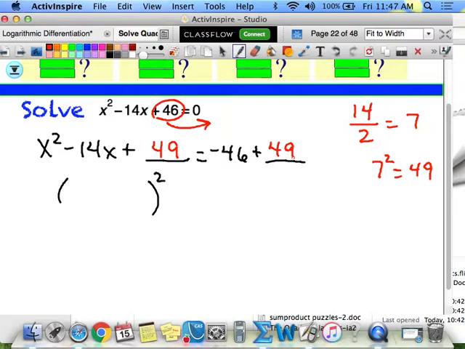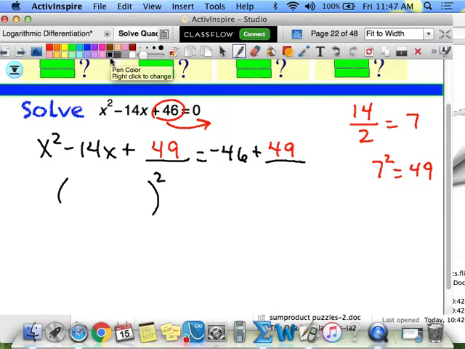So on a test, the way I tend to ask it to make sure that I'm assessing you on completing the square, it will say, what number should be added to both sides to create a perfect square? You would answer what? 49. That's the number I added to both sides. And then it'll say, express it as a perfect square. That's filling in the parentheses. Same way every single time.